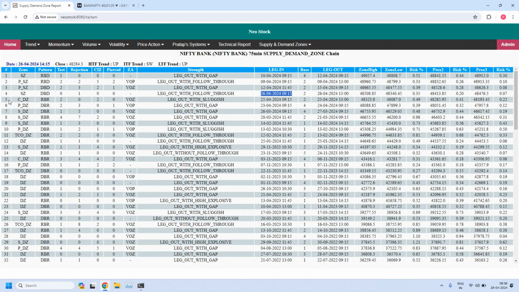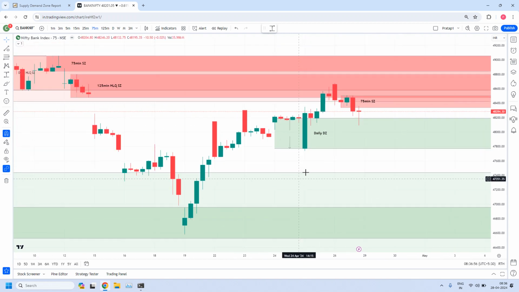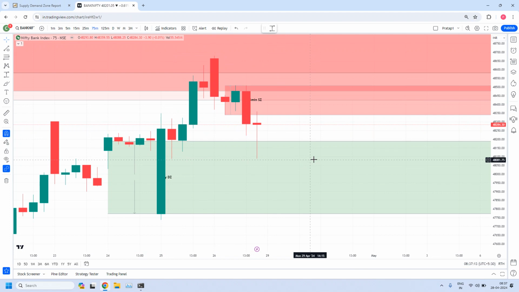Now we have a demand zone. High liquidity zone is already here. Already tested 2 times. This is created on 25th, Thursday, 25th, 9:15, after the 2 base candles. We have a rally. We have 2 base candles. So this is not pierced. Prices came very close to this distal line.